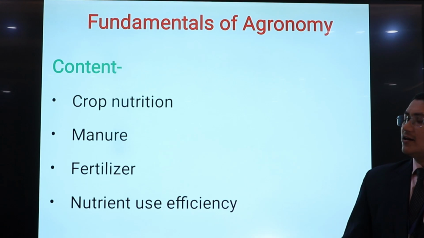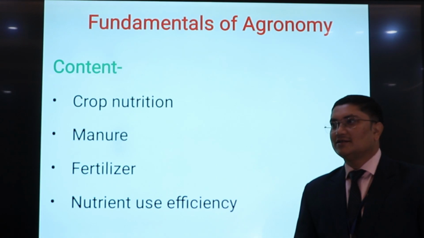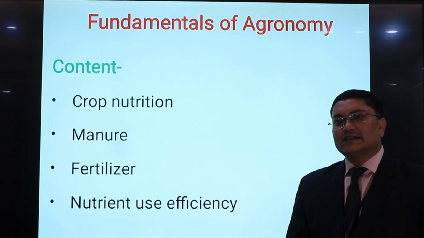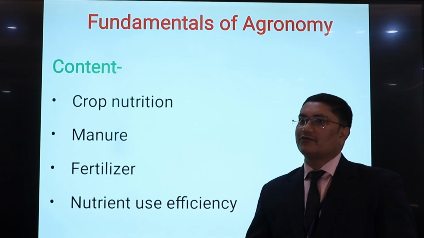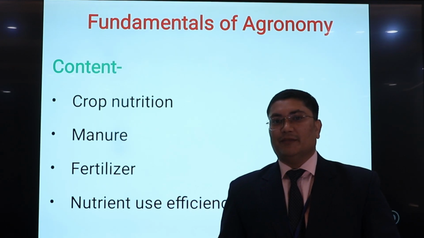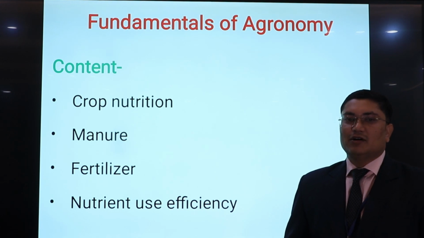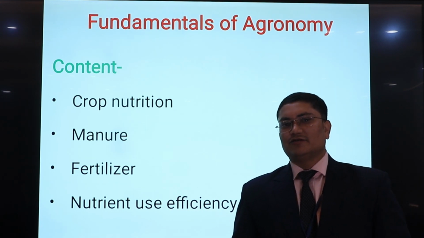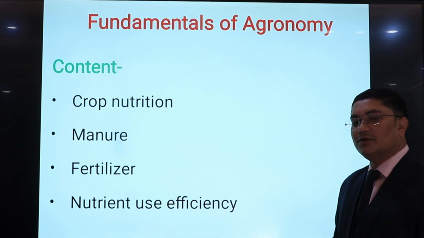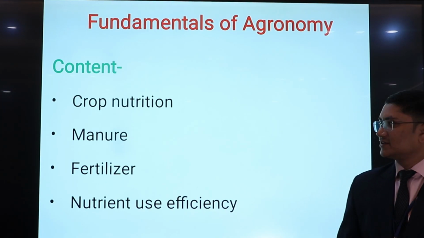Today we will discuss the content: crop nutrition, manure, fertilizer and nutrient use efficiency. What is a crop nutrient and what is the criteria of essentiality? Because from that we learn how many nutrients are very important for crop development, and then how to fulfill the crop's nutrient requirement. We will discuss the whole content about crop nutrients, manure, fertilizer and nutrient use efficiency.